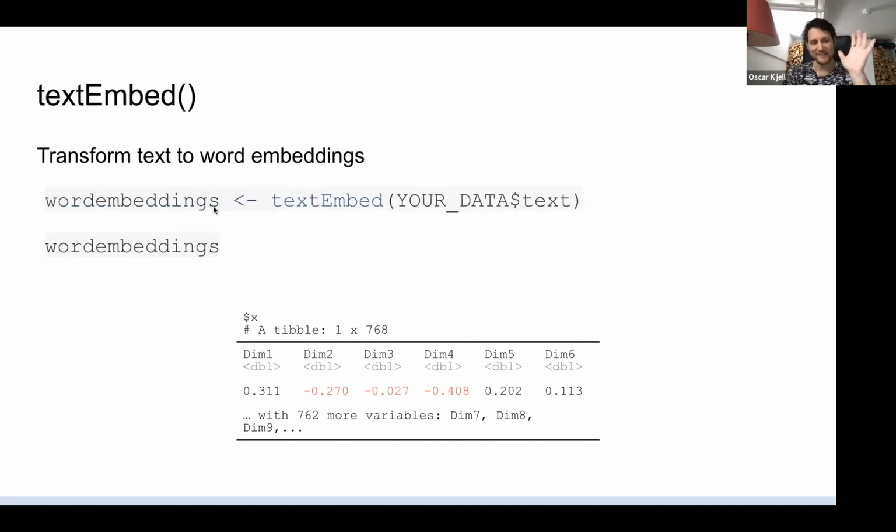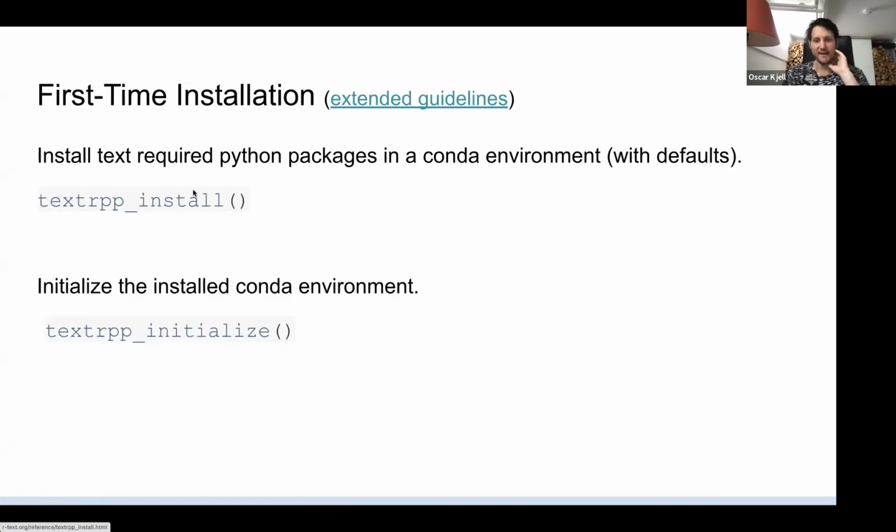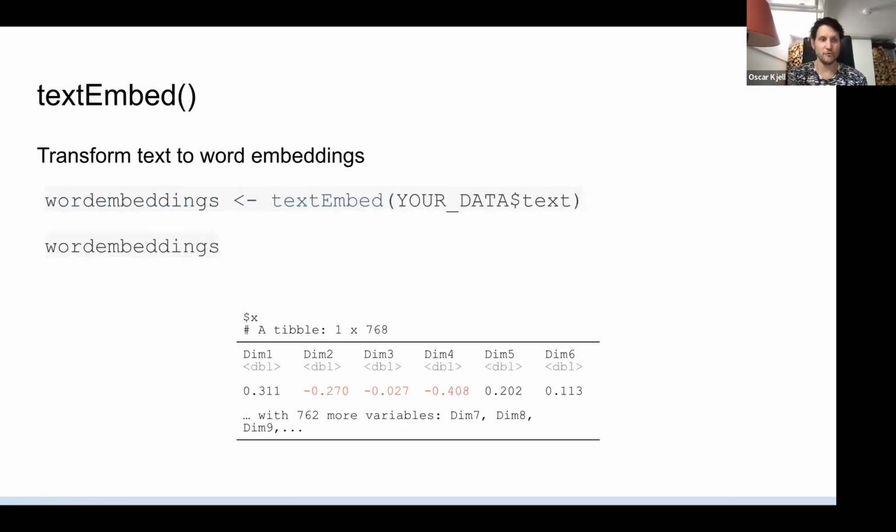I worked quite hard on trying to make it really easy to install. You can install it from CRAN. When you have installed it, you run one function in order to install all the Python-related packages that you need. Then you run another function to initiate your Python environment that was created with the first function. You only do this the first time after you've downloaded it. And then you can start using it.